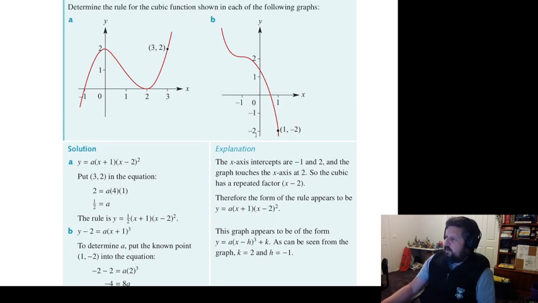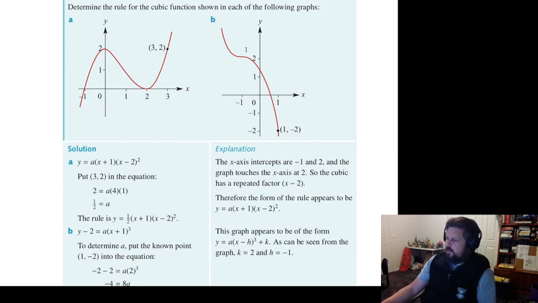Alrighty, next one. We've got an equation. Oh, cool. Perfect. In this particular case, it is your sort of standard cubic graph, but it has been translated. The point of inflection has moved. Obviously, normally it's at 0, 0. It's moved to the left by 1, and it's also moved up by 2.